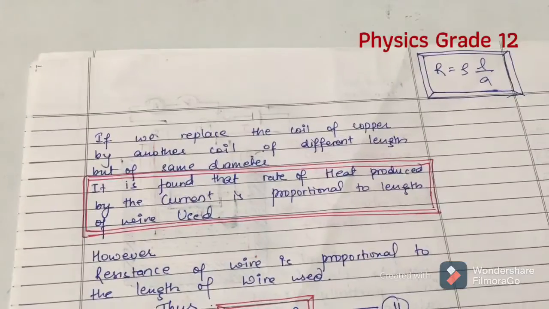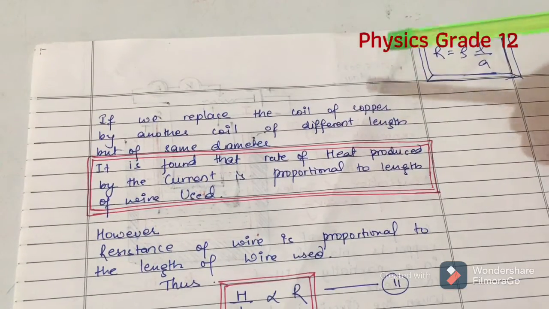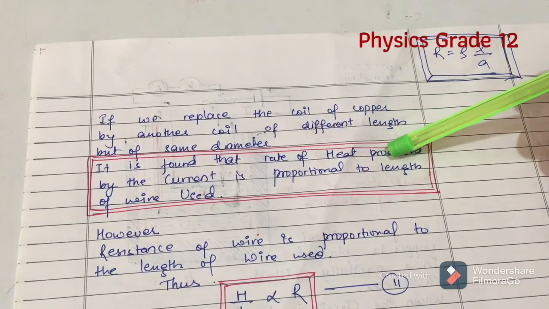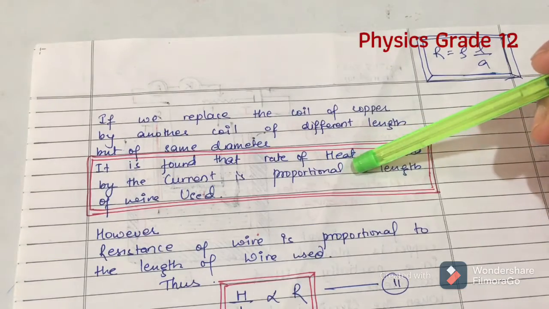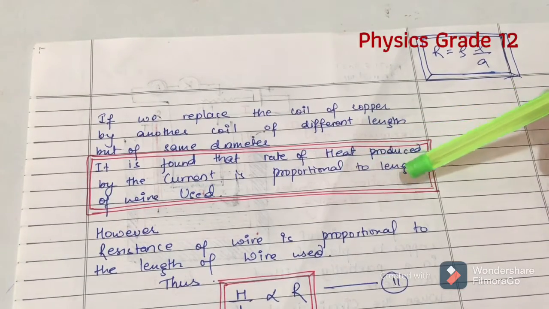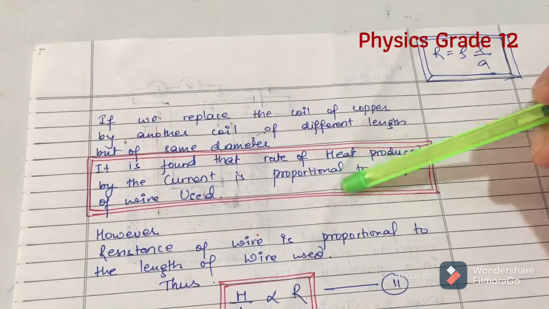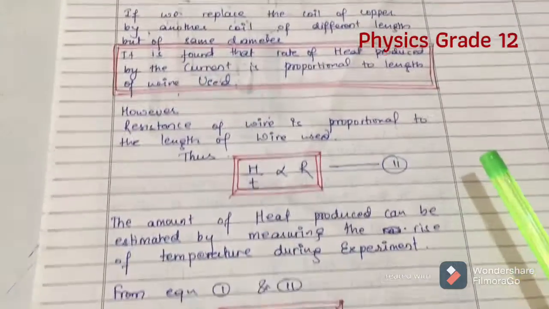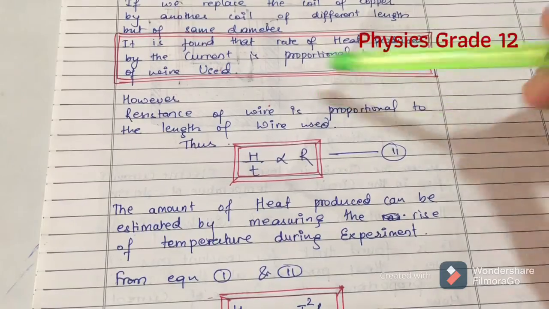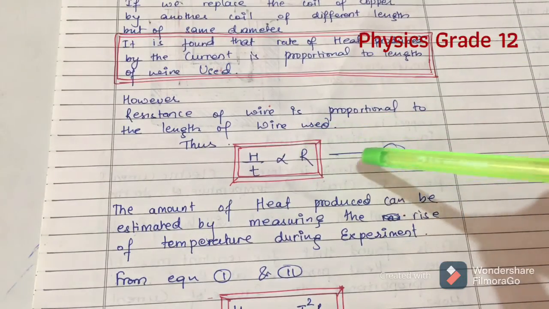So if we replace the coil of copper by another coil of a different length but of the same diameter, what is found is that the rate of heat produced by the current is proportional to the length of the wire used. However, the resistance of a wire is proportional to the length, so S by T is proportional to R.